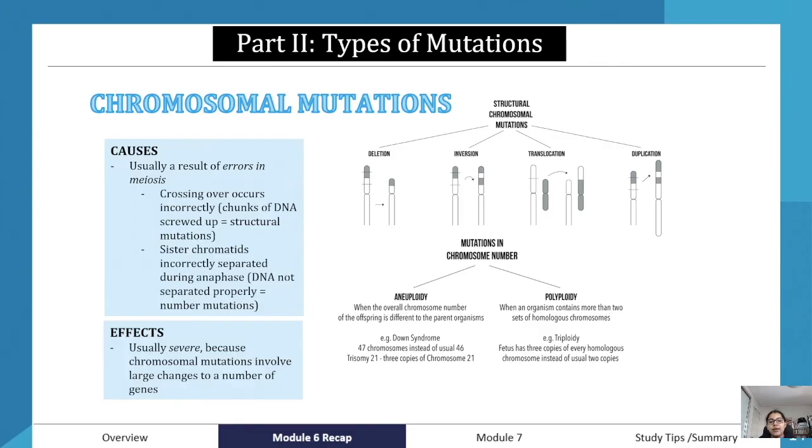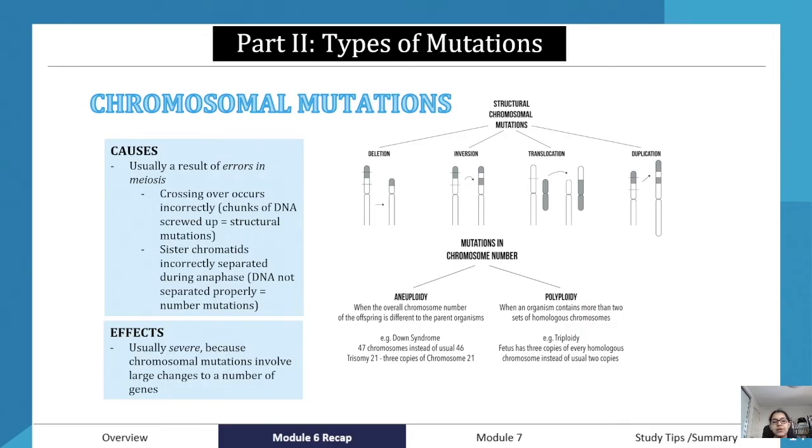So there are 4 types of structural chromosomal mutations. They include deletion. Deletion is when a chunk of that chromosome has been deleted, as suggested by the name. There is inversion, when a part of that DNA has been inverted inside out. We also have translocation, when a part of the DNA has been misplaced. The chromosome has been displaced. And finally, we have duplication, where a part of the chromosome has been duplicated. So those are the 4 types of structural mutations.